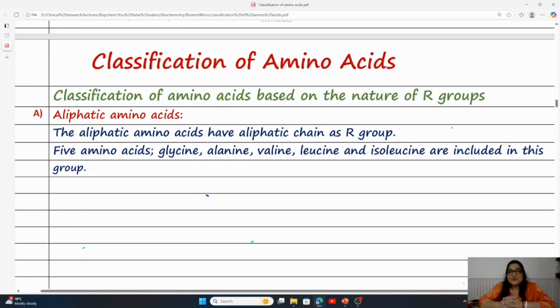Hi everyone, I welcome you all to another lecture on amino acids. Today we will be understanding the classification of amino acids.